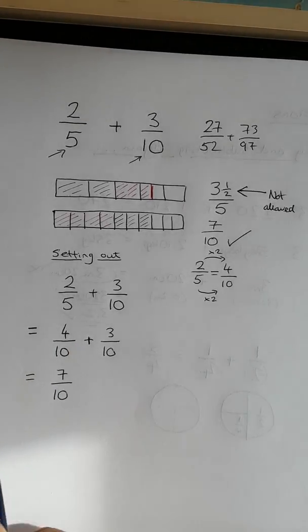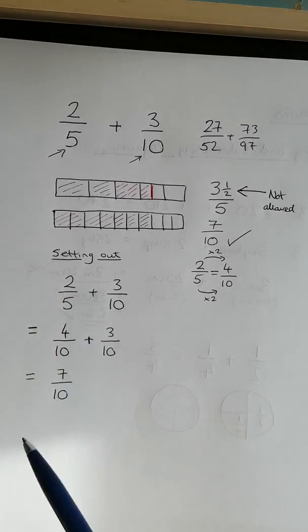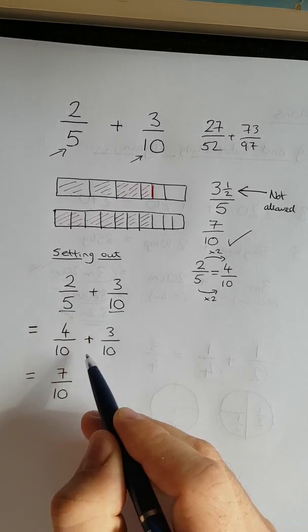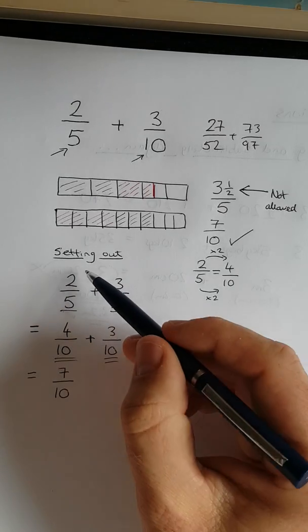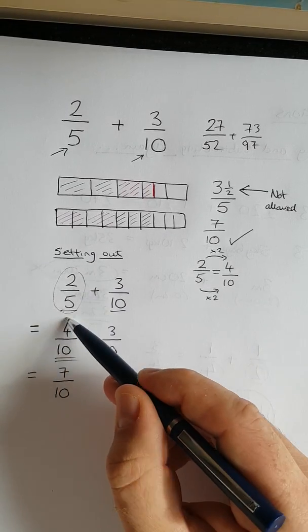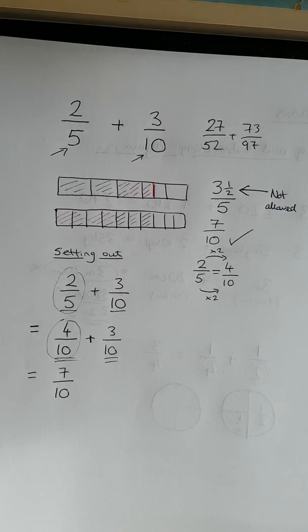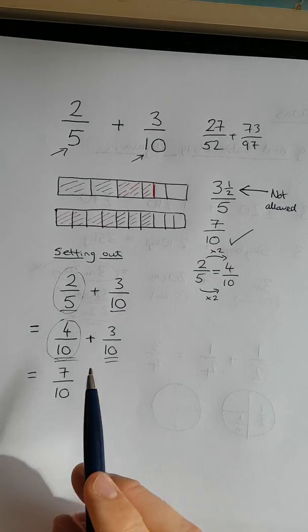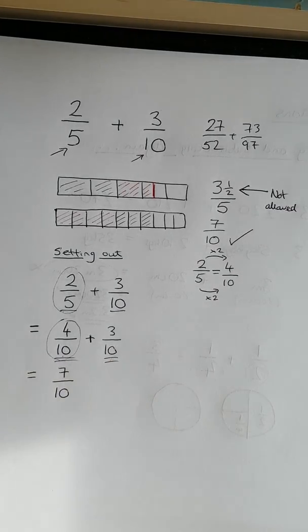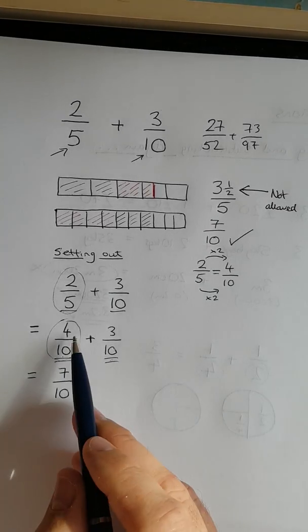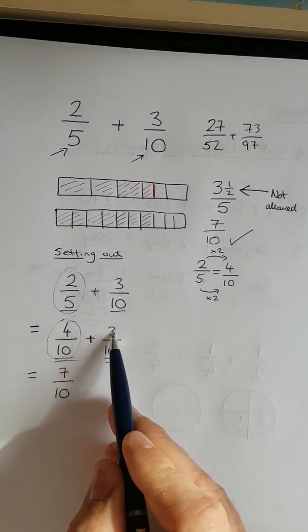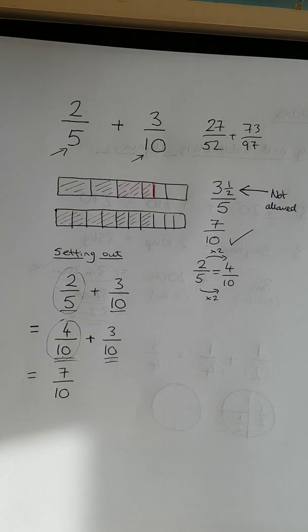So we used equivalent fractions to create the same denominator. In this case, we changed one fraction by multiplying both parts by 2. Then when we had the same denominator, which means the pieces are all the same size, we counted up how many pieces we had. We'll do some more examples in the next video.